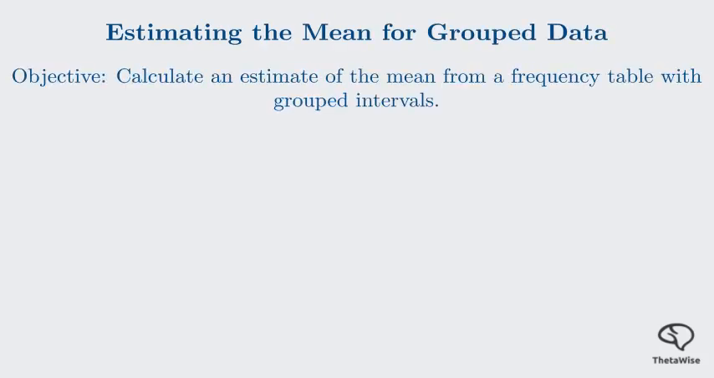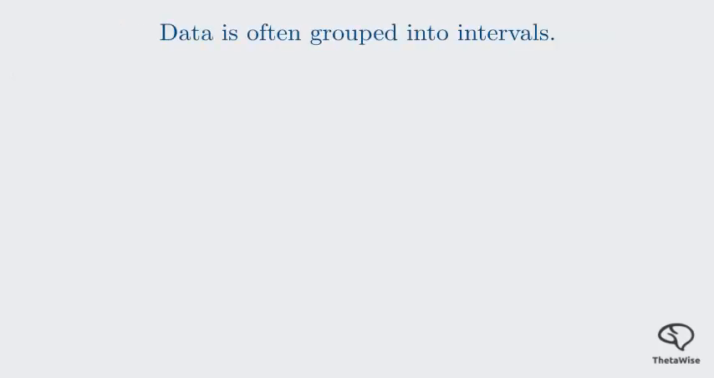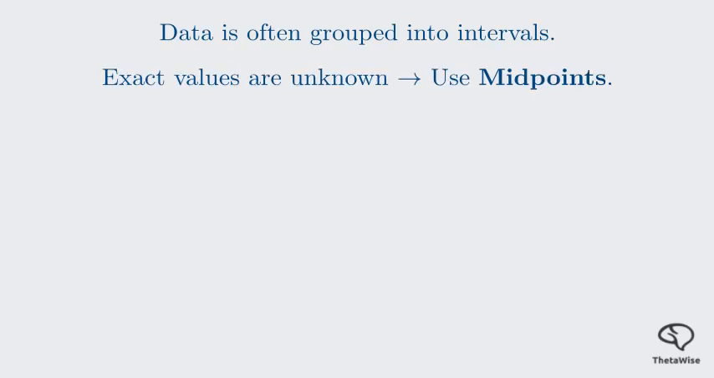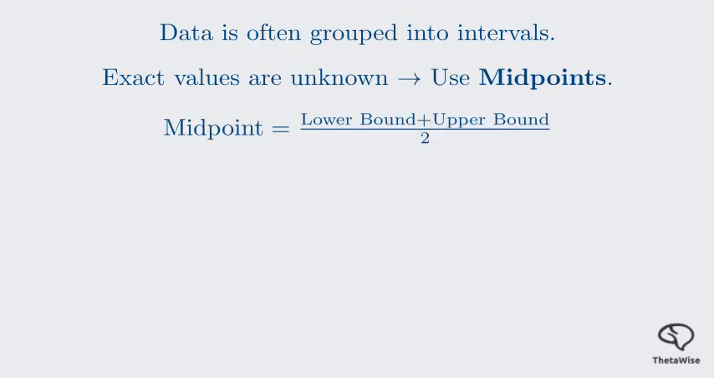By the end of this video, you will be able to estimate the mean for grouped data. This is a crucial skill for your IGCSE exams, often appearing in the calculator paper. When we have large amounts of data, it is often grouped into intervals. Because we don't know the exact values within those intervals, we have to estimate the mean by using the midpoint of each group. The midpoint is the value halfway between the start and the end of the interval.